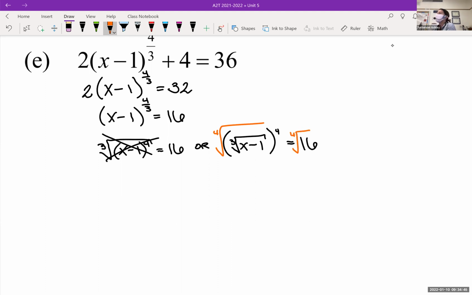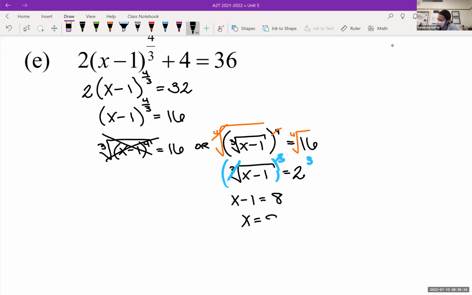Again, we're taking the 4th root because it's the inverse operation of raising a base to the 4th power. Those will cancel out and we get the cube root of x minus 1 is equal to what? 2. Yay, nice job. Then go ahead and raise both sides to the 3rd power since we need to get rid of that cube root. And that is the inverse operation of a cube root. So we end up with x minus 1 is equal to what, everyone? 8. Add 1 to both sides and we get x is 9.